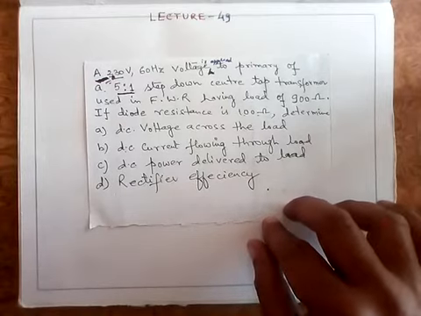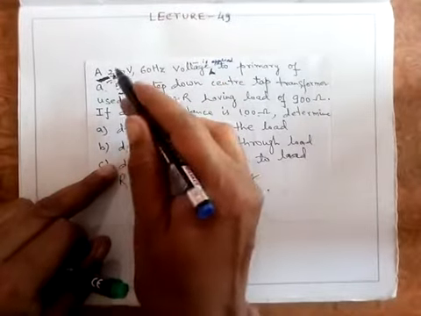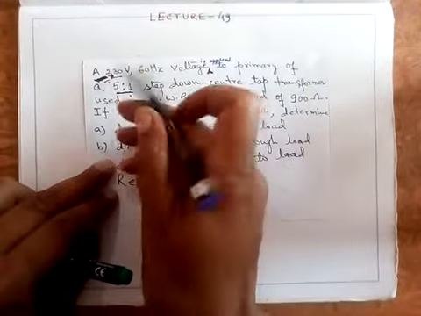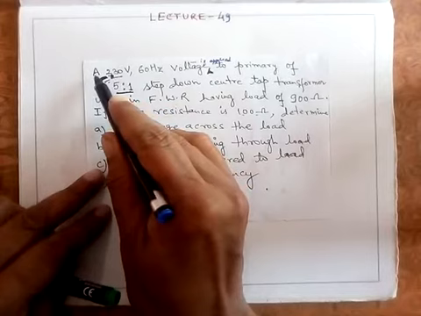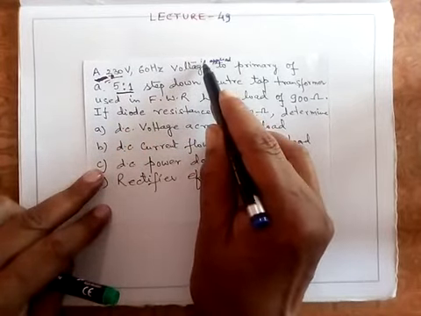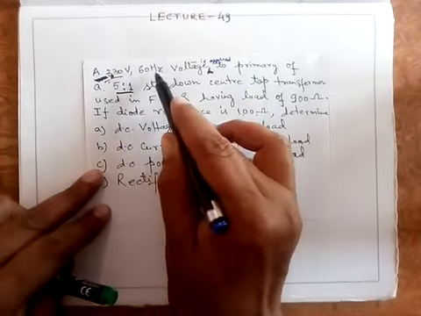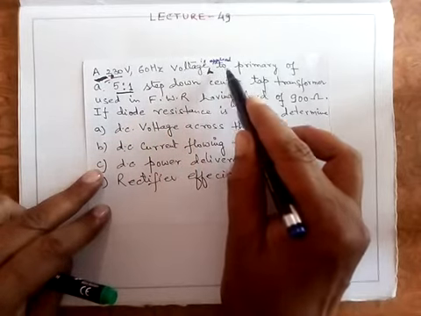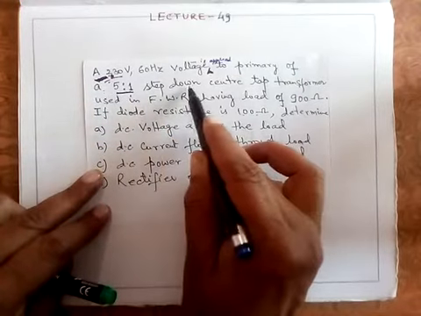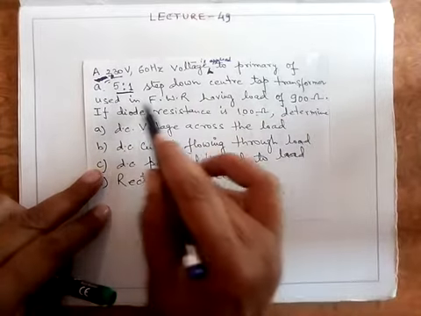Welcome back. So in this 49th lecture, I'll start with a numerical problem based on the center tap transformer, center tap full wave rectifier. Look at the statement of the problem. It says a 230 volt 60 hertz voltage is applied to the primary of a 5:1 step down center tap transformer. So it is mentioned that it is a center tap transformer used in a full wave rectifier.